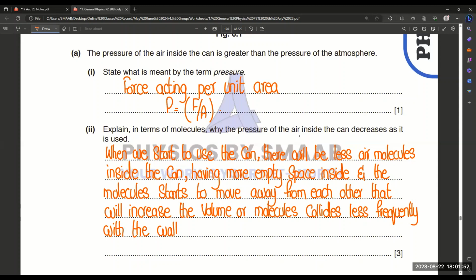Less frequently with the wall. And the next thing is, when the collision is less, automatically the force on the wall decreases, and your pressure will also decrease, right? Decreasing the force on the wall.